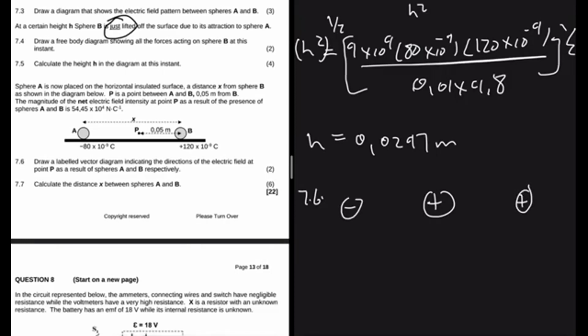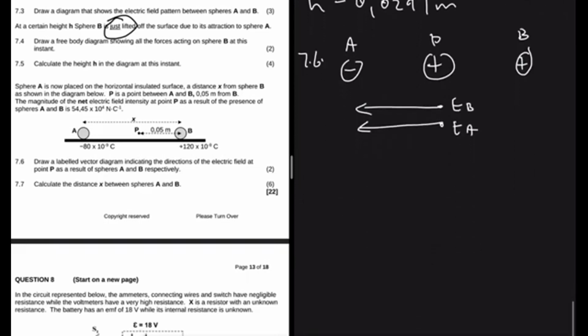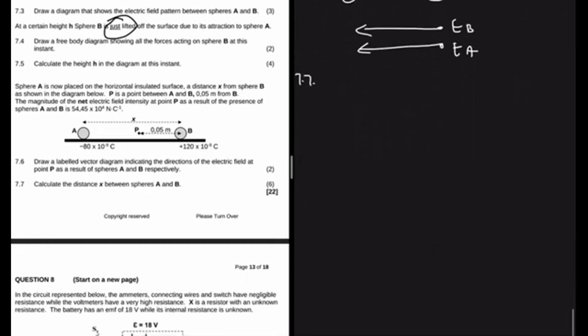So how do point P and sphere B interact? They repel each other, right? That means that the vector of charge B on P will point in that direction. And then how do sphere A and point charge P interact? They attract each other. So A on P will be in that direction also. This will be the electric field due to B, and this will be the electric field due to A. And let's move to 7.7.